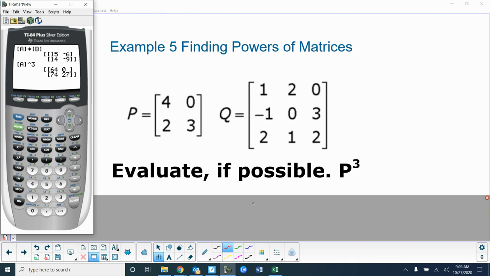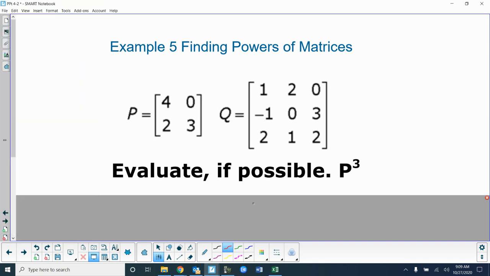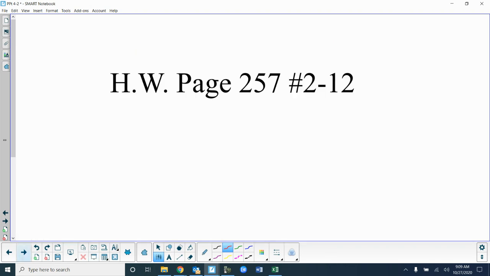You can do that to square matrices. If it's not a square matrix, you can't raise it to a power. Okay? Because the rows and the columns don't match up. It's not a square matrix. There's your homework.